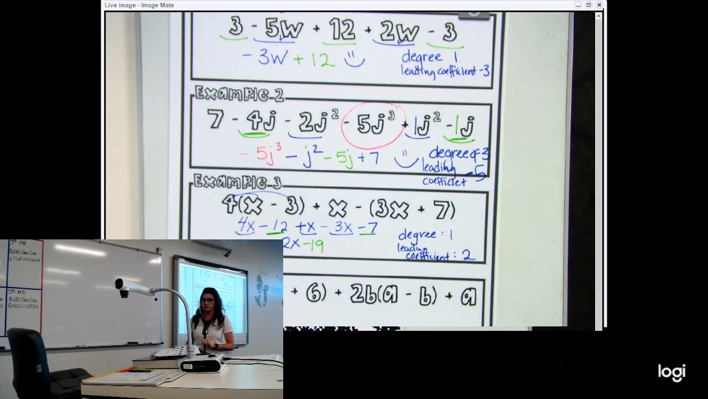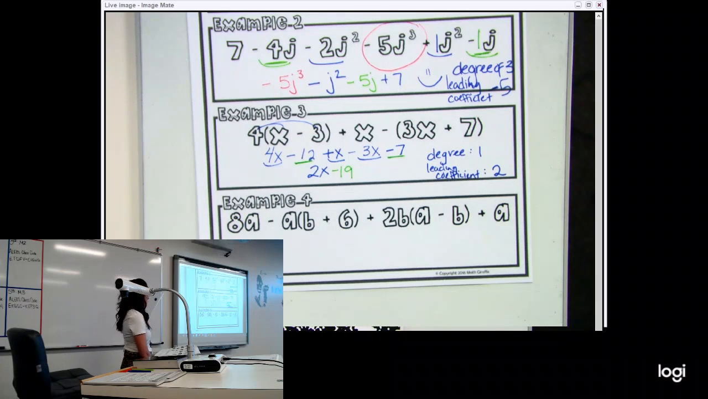Why don't you guys take a second and try to figure out example 4. I'll give you a second to start, and then I will jump in.